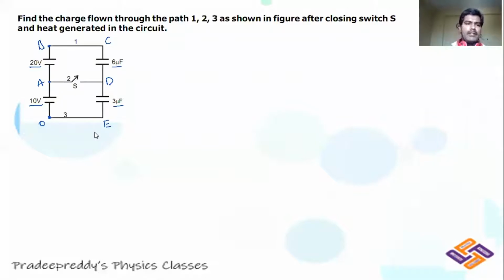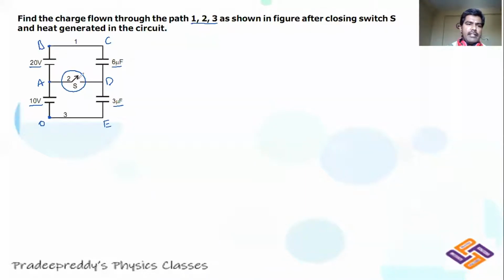Now when this switch... See, in this it has been mentioned, this is switch 2 and here is switch 1. Initially switch 2 is opened. So find charge flown through path 1, 2, 3 as shown in the figure after closing switch S, and heat generated in the circuit. So when you are closing this switch, what is the charge flow in here and here and here? In these 3 paths, how much is the charge transferred? You need to find out.